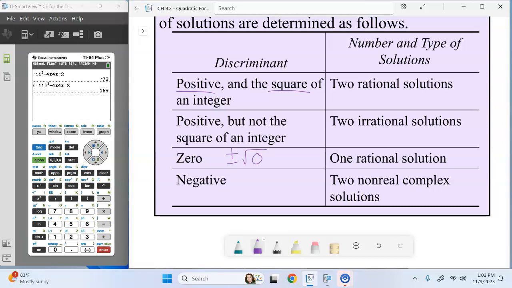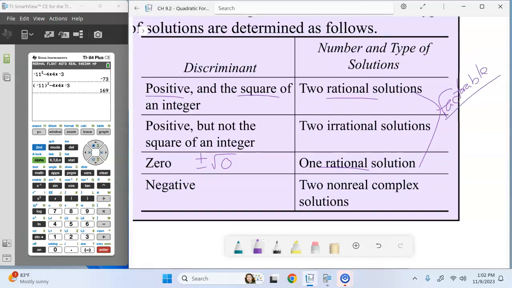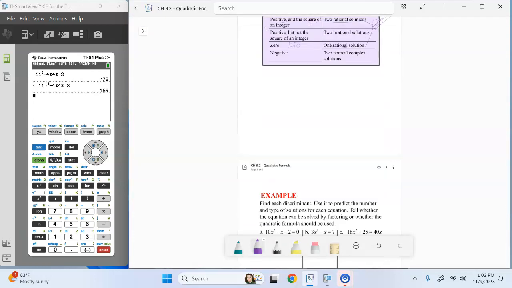So a positive perfect square will give us 2 rational solutions. A positive non-perfect square gives us 2 irrational. A negative root gives us 2 non-real complex solutions. And then a 0 discriminant gives us 1 rational solution. Also, if we have rational solutions, that means that those quadratics were factorable. If we don't, then we have to use the quadratic formula. Those polynomials will be prime. If we do not have rational solutions, that means the polynomial is prime.